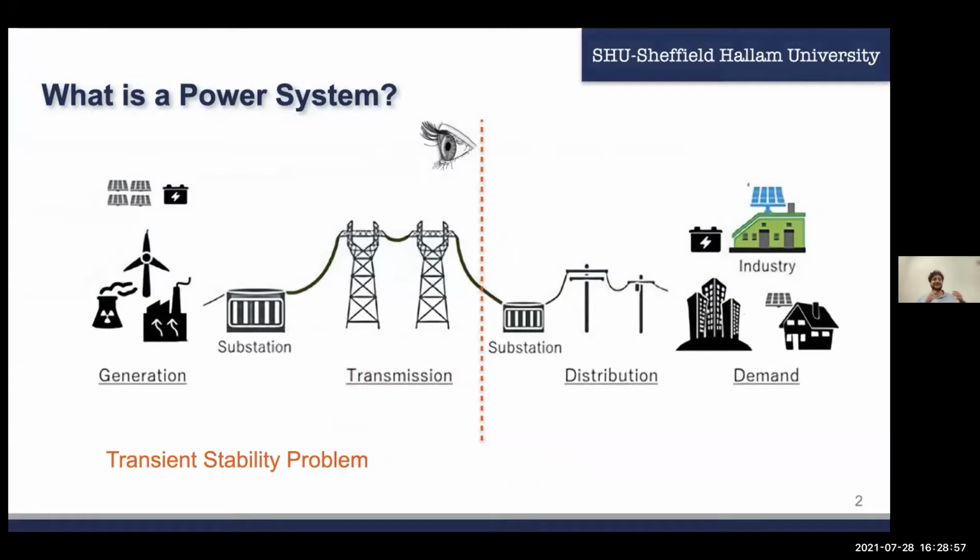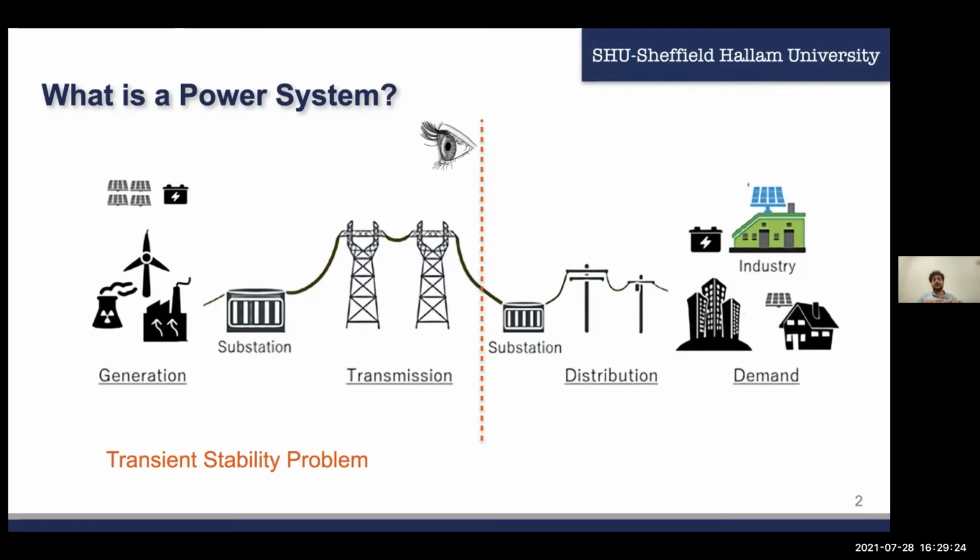Actually, this presentation is really interesting because it's the opposite of the last presentation. Now we have a power system. What is a power system? For a little general definition, a power system is the electrical system in which we have generation, transmission, distribution, and demand.